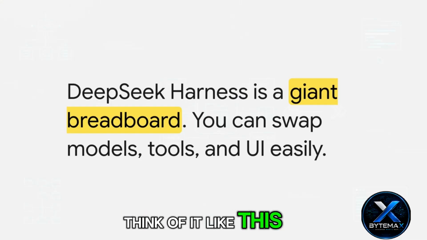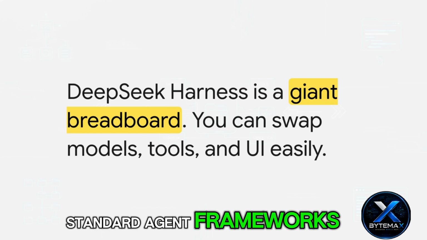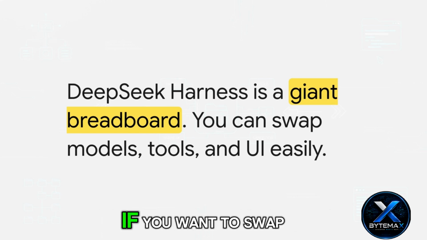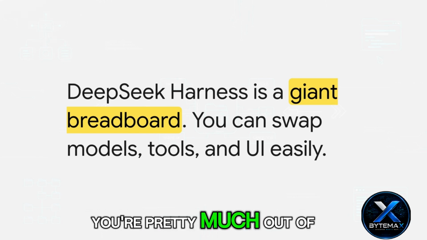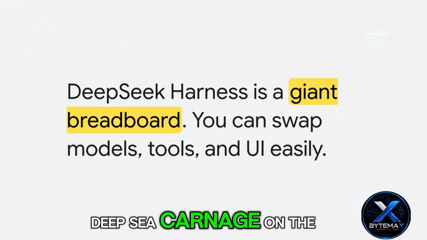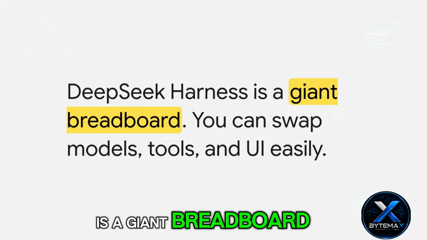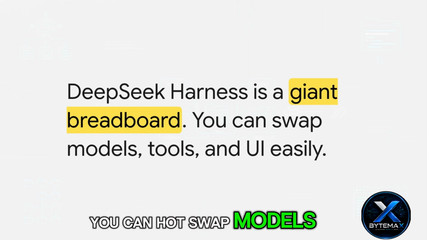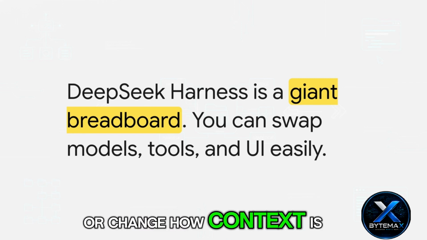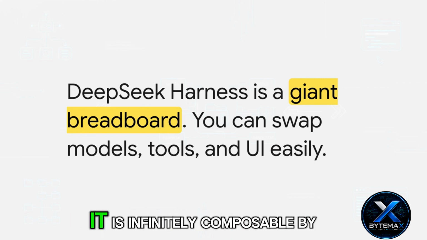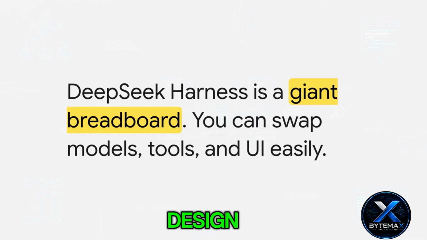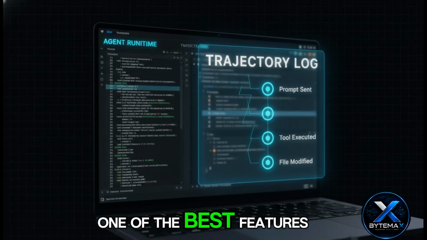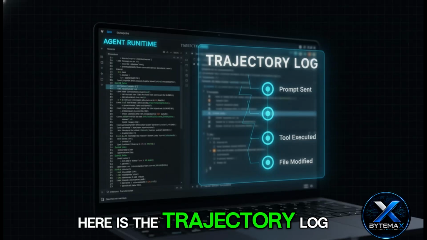Think of it like this. Standard agent frameworks, they're like pre-built PCs. If you want to swap out the motherboard, you're pretty much out of luck. DeepSeek Harness, on the other hand, is a giant breadboard. Using a simple cordis.yaml file, you can hot swap models, rip out file system access entirely, or change how context is compressed right on the fly. It is infinitely composable by design. And honestly, one of the best features here is the trajectory log.